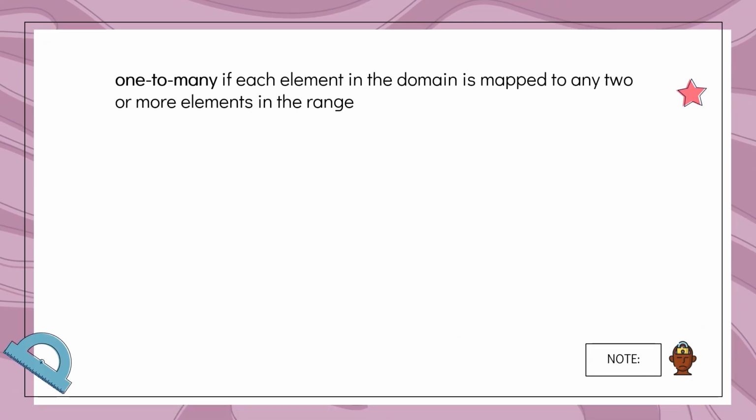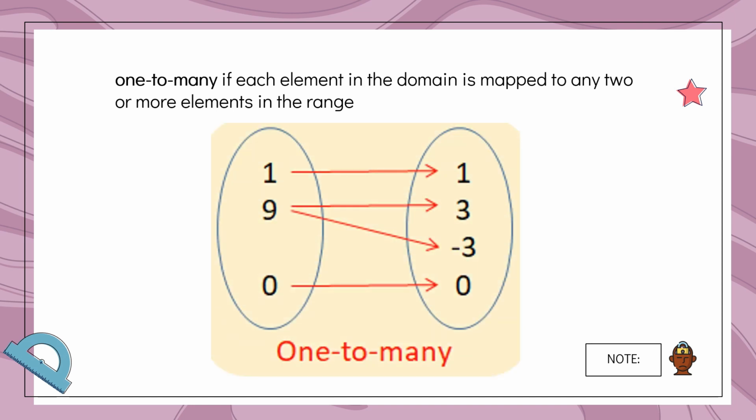It is one-to-many if each element in the domain is mapped to 2 or more elements in the range. Here is an example of one-to-many. There is only one element in the domain, which is positive 9, that is mapped to 2 elements in the range, which are positive 3 and negative 3.